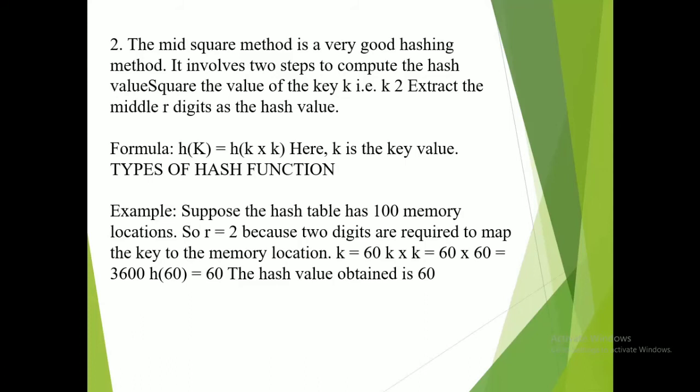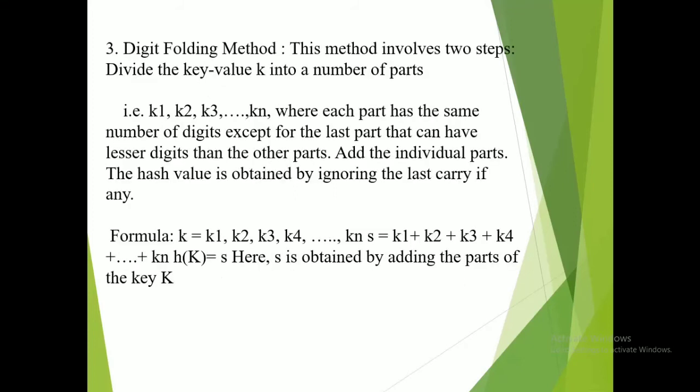Next example. Suppose the hash table has 100 memory locations. So r is equal to 2, because 2 digits are required to map the key to the memory location. k is equal to 60. k x k is equal to 60 x 60 is equal to 3600. The middle two digits give 60. The hash value obtained is 60.